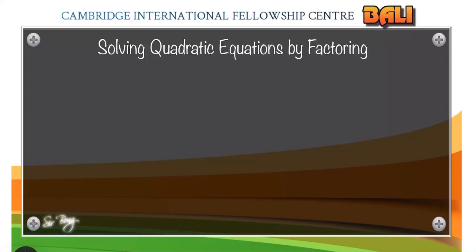Solve quadratic equations by factoring, but let's start with the easy part where the leading coefficient is just 1. So the general form of a quadratic equation is ax squared plus bx plus c is equal to 0. Again, the main focus of this video is when a is just equal to 1.